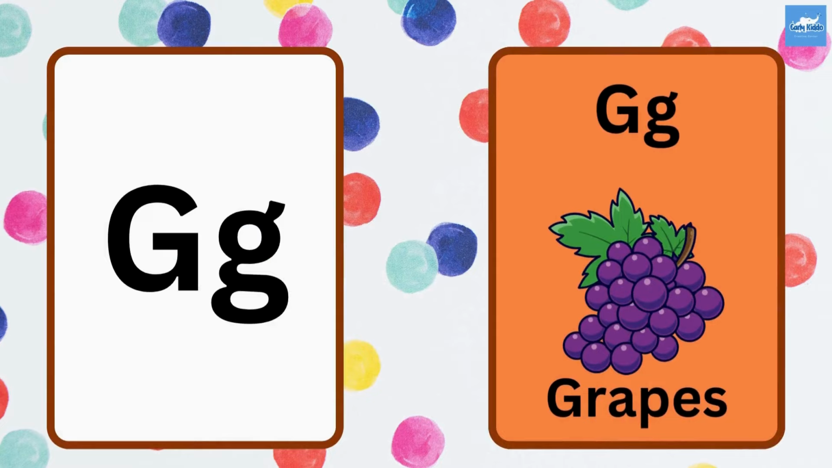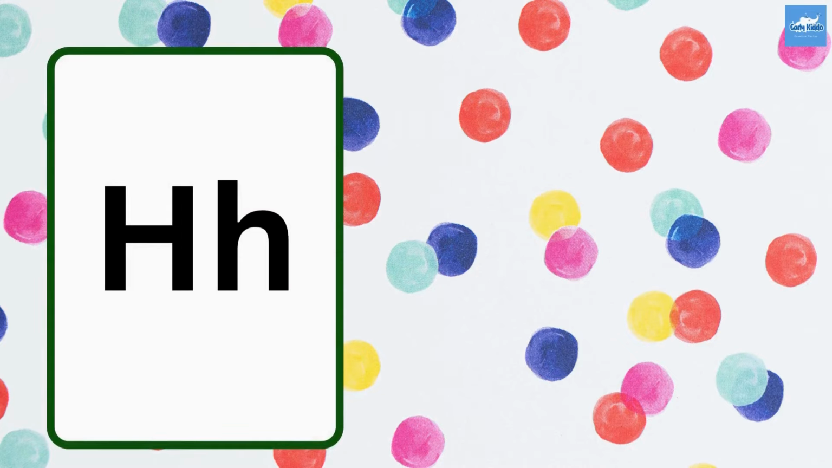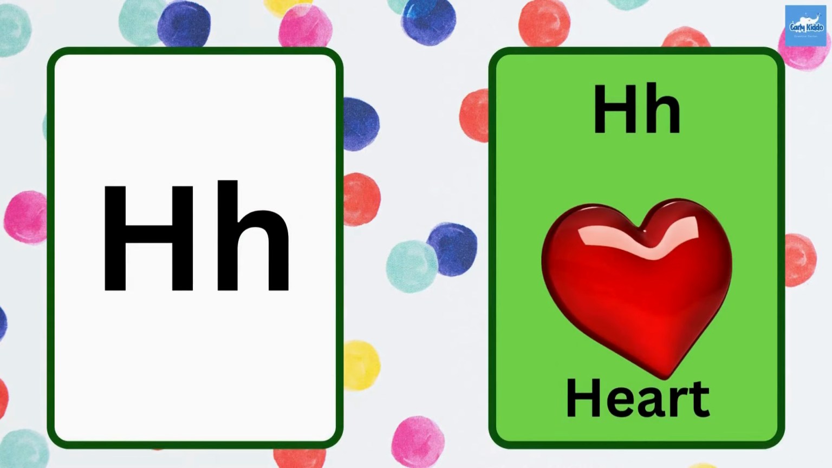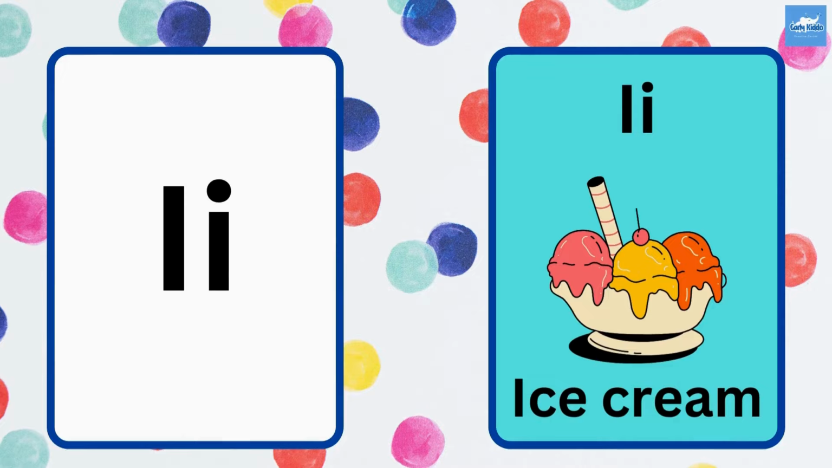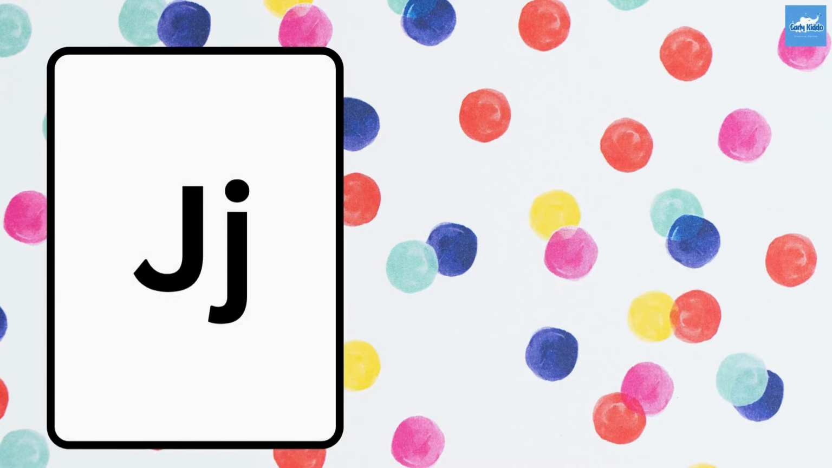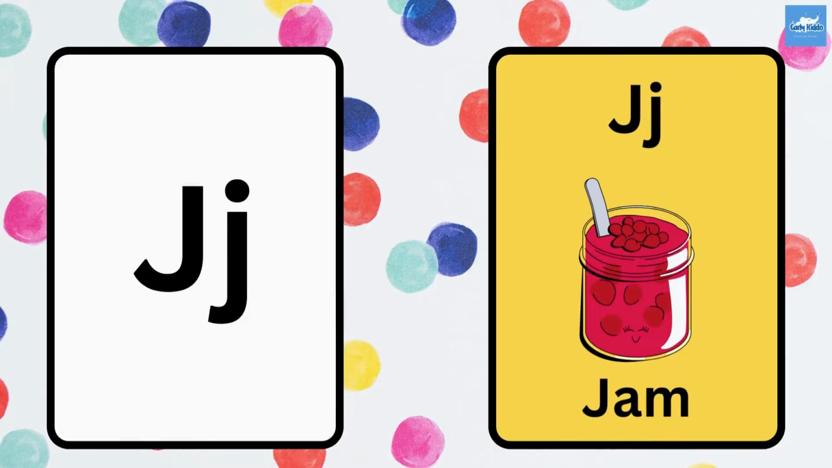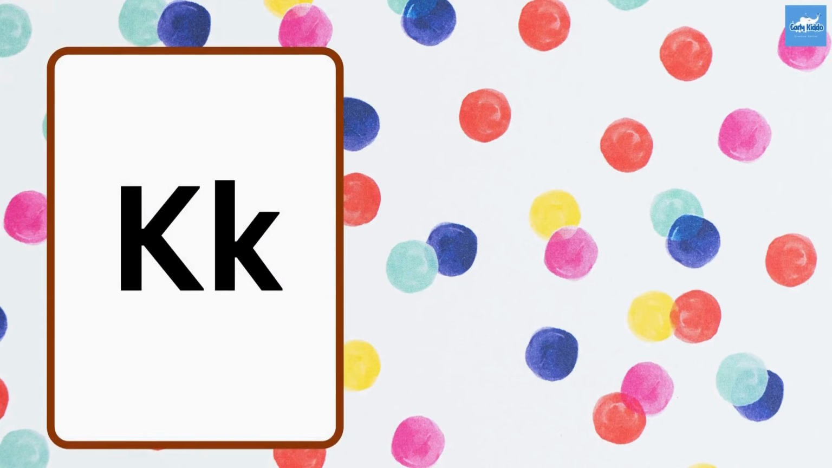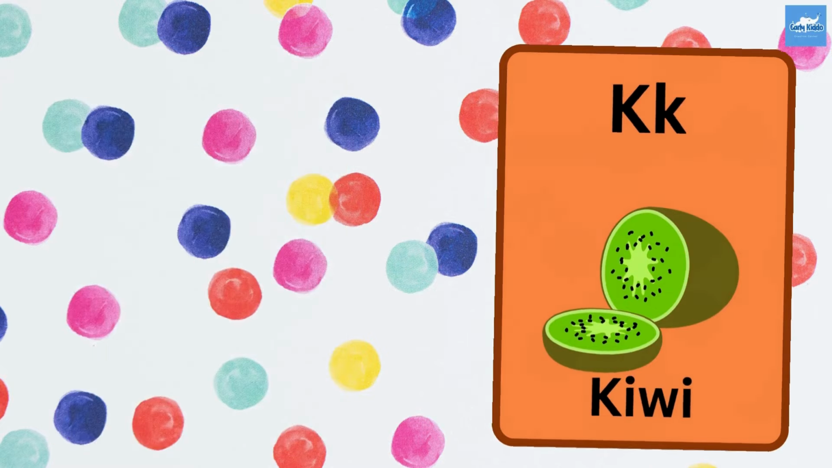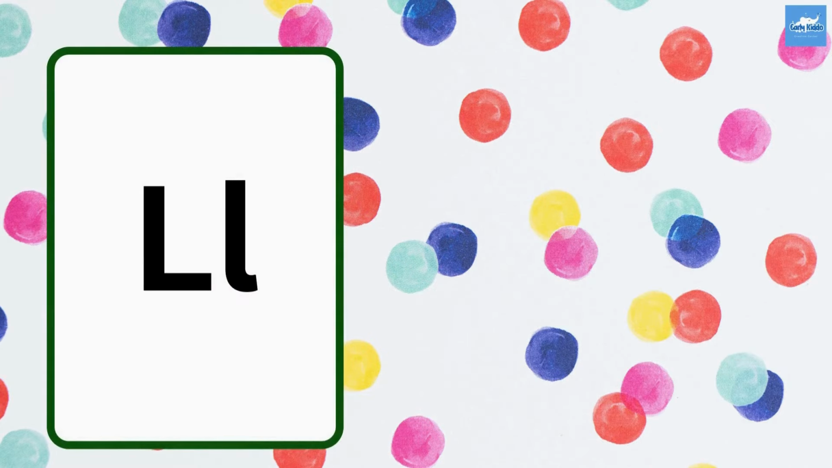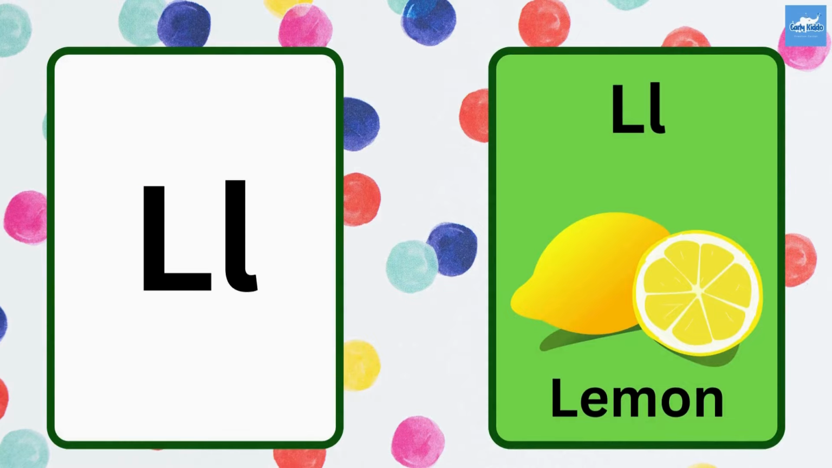Letter G. G for grapes. Letter H. H for heart. Letter I. I for ice cream. Letter J. J for jam. Letter K. K for kiwi. Letter L. L for lemon.